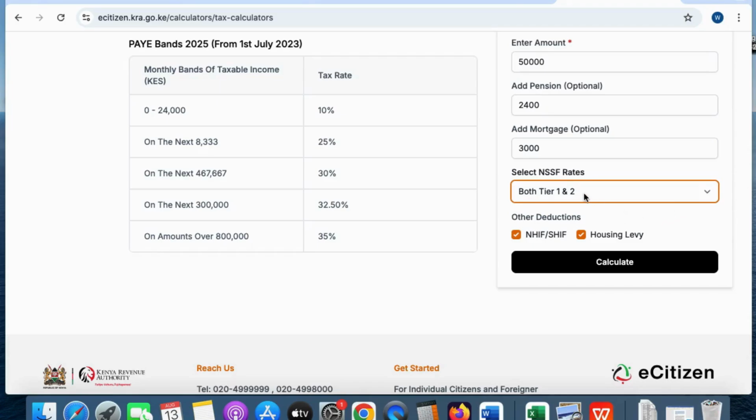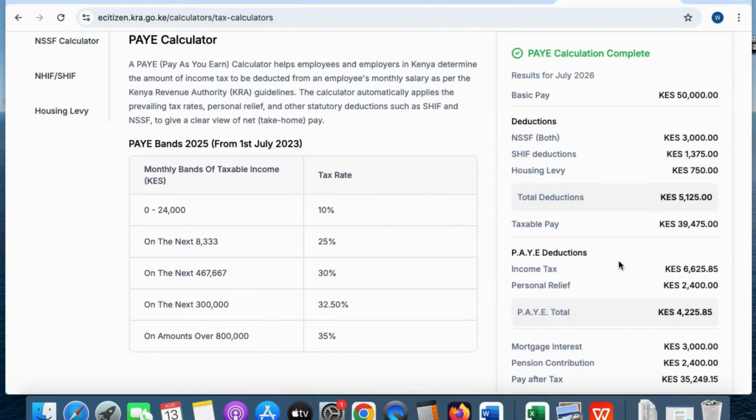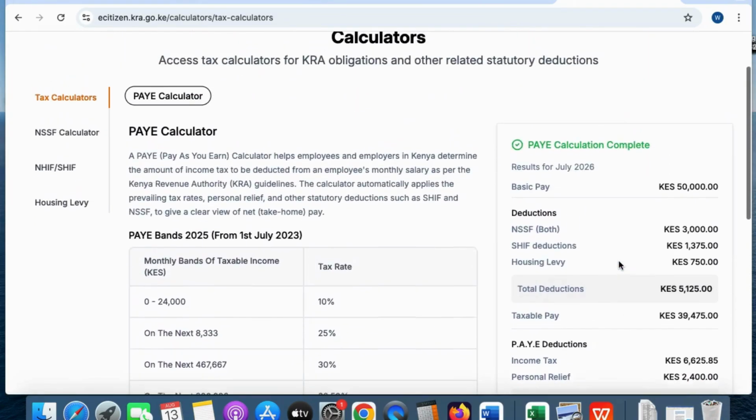So for our example, the employee is under the new NSSF rate. That's our assumption. Since the basic salary is above 8,000, which is 50,000, we will select both Tier 1 and 2 option. Under other deductions, you'll see SHIF and housing levy. So tick the applicable options in these deductions if they are being deducted by your employer. If both of them are being deducted, you tick them and then finally click on calculate.